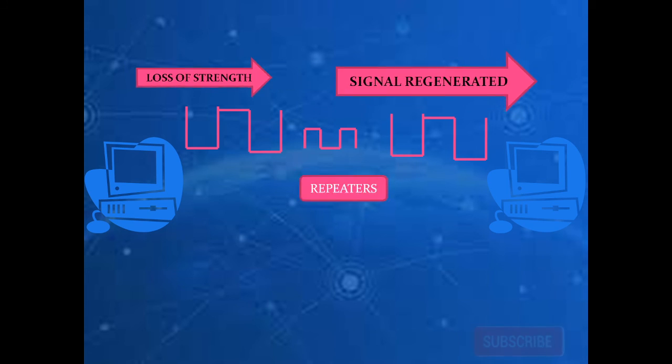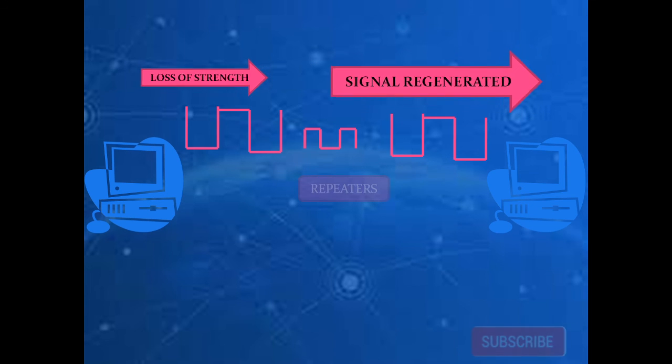So in today's video, beta, we have discussed the two most important network devices, that is switch and repeaters. I hope you have understood these two devices completely.